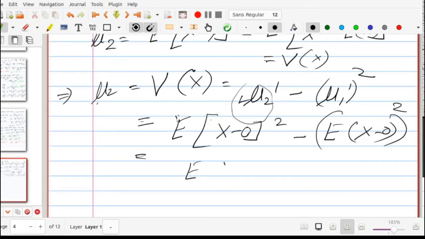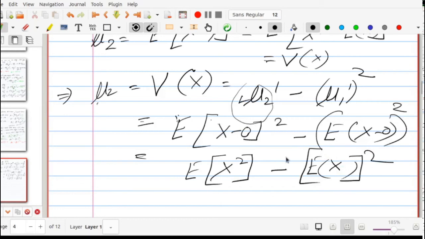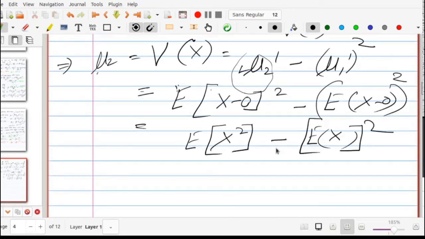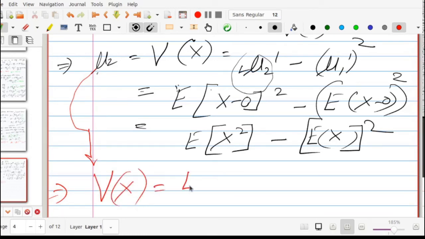It's equal to x square, expectation of x square minus expectation of x, and this is whole square. So this is a very important takeaway. Let me change the color of this so that you will remember. So implies, what is mu2? It is variance, as we already said. So variance of x is equal to the expectation of x square minus expectation of x whole square.